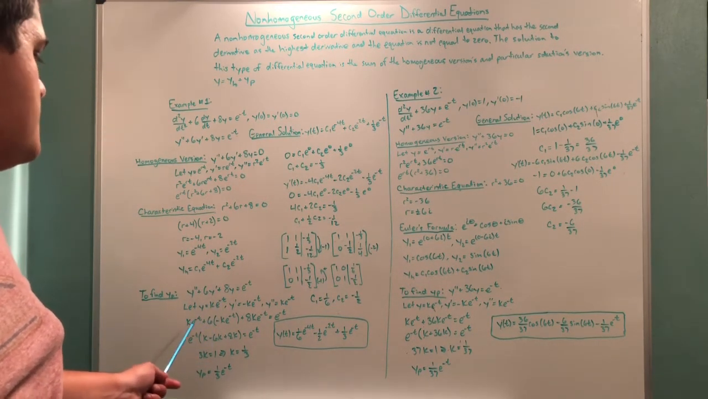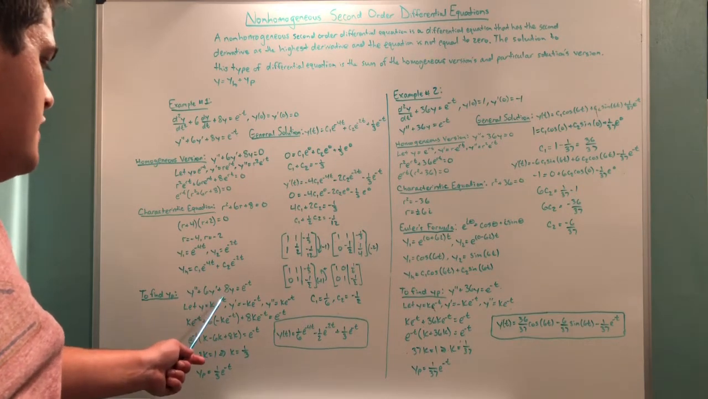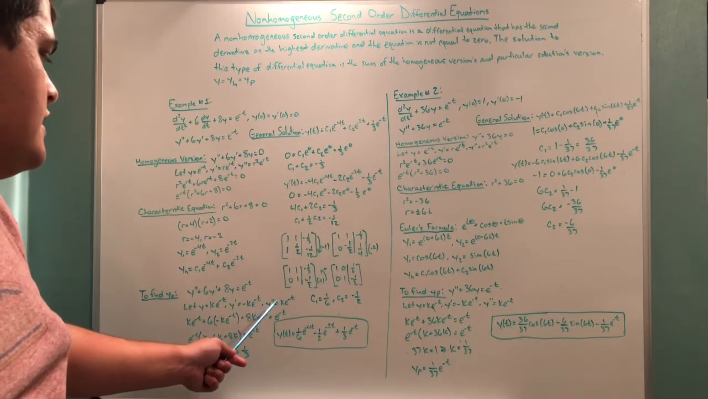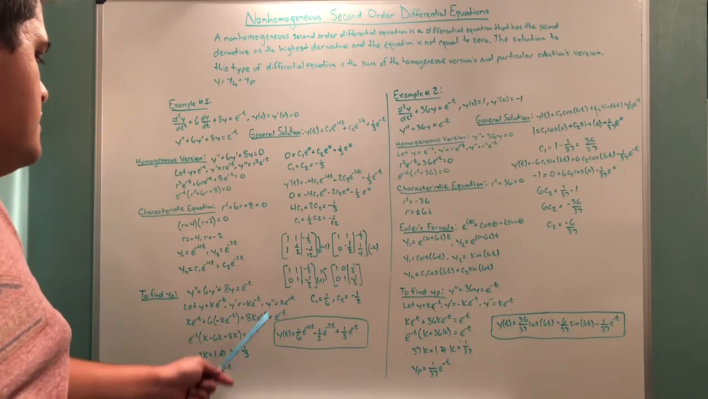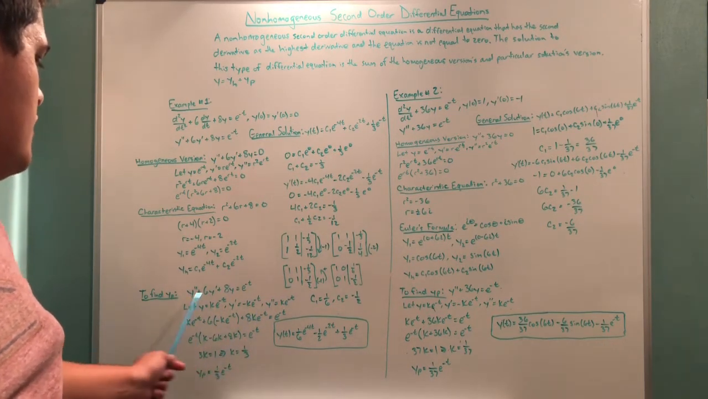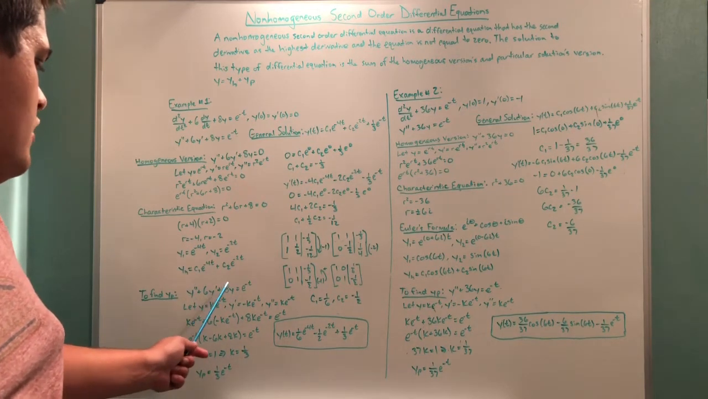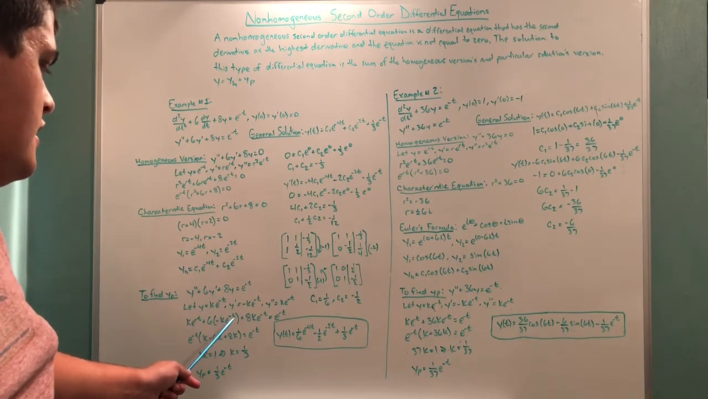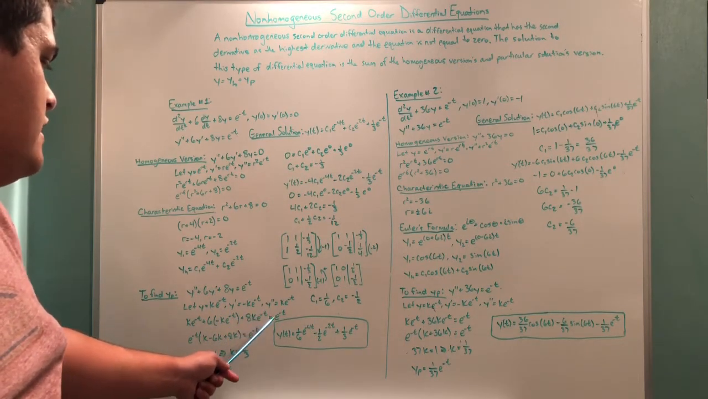So we need to verify this. So let y equal k e to the minus t, y prime is equal to negative k e to the minus t, and y double prime is equal to k e to the minus t. So now we plug these values back in for y double prime, y prime, and y. So now we have k e to the minus t plus 6 times negative k e to the minus t plus 8k e to the minus t is equal to e to the minus t.